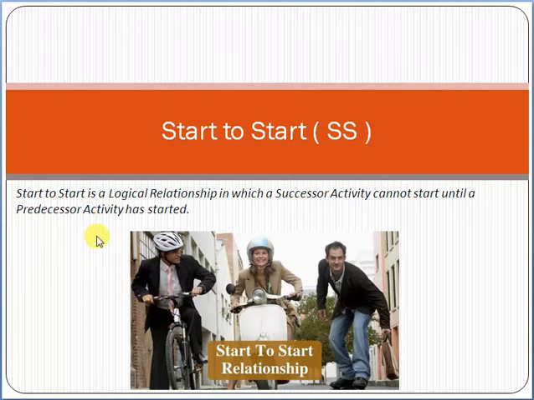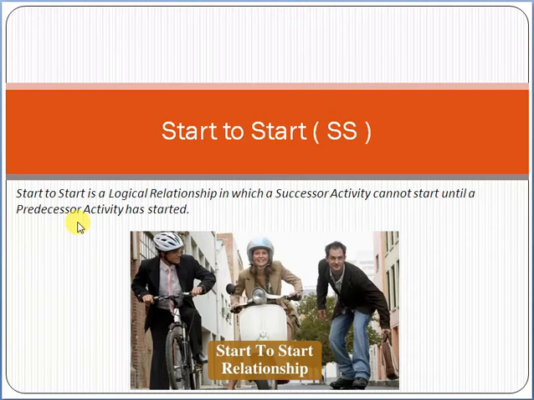As per the definition, start to start is a logical relationship in which a successor activity cannot start until a predecessor activity has started. This is the definition of start to start. Try to read it again. Start to start is a logical relationship between the activities in which a successor activity cannot start until a predecessor activity has started.